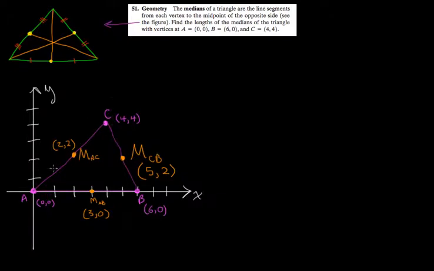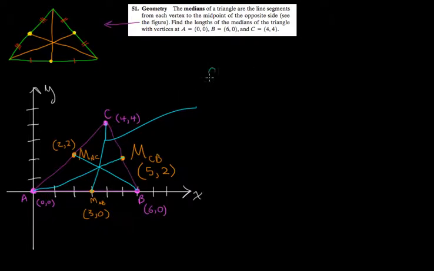Easy enough. Now we need to find the distance between C and midpoint AB, and we need to find the distance between A and midpoint CB, and we need to find the distance between B and midpoint AC. Good. Alright, so let's start with this line, C to M subscript AB.